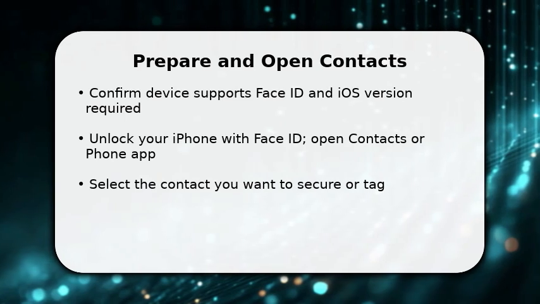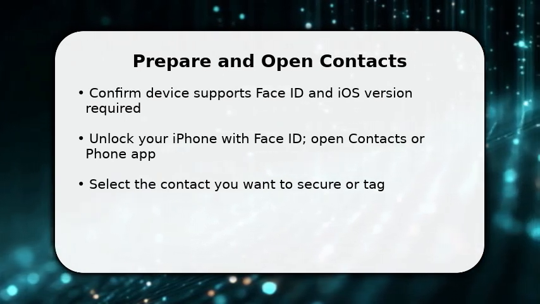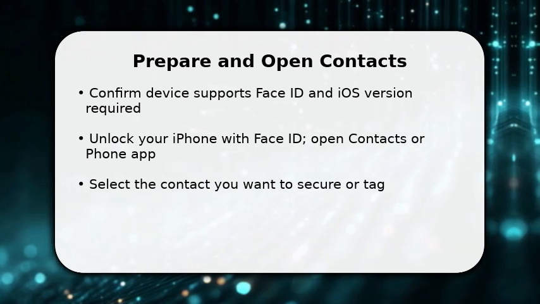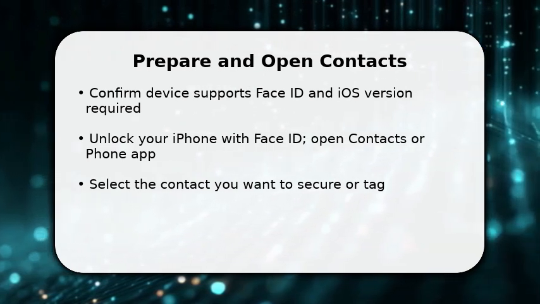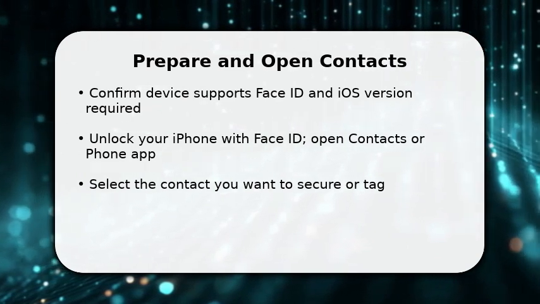You start by confirming your device supports Face ID and is updated. Once done, unlock the phone with Face ID and open Contacts. You need the contact card visible. Tap Edit at the top right to begin changing fields.